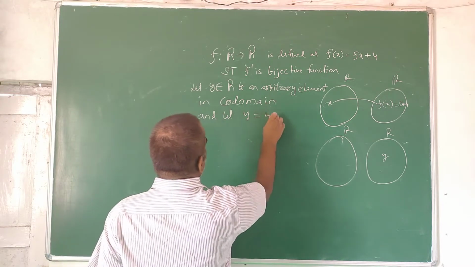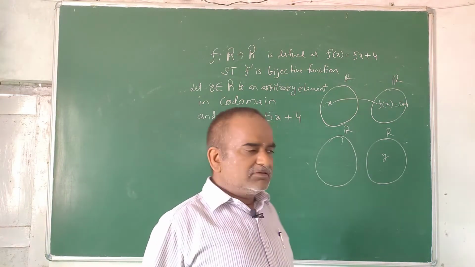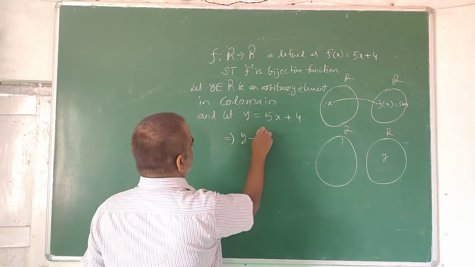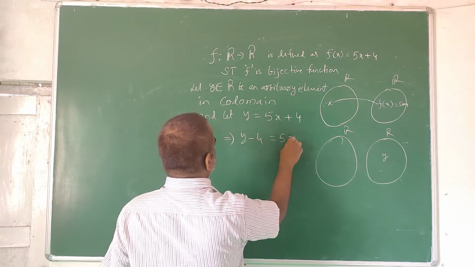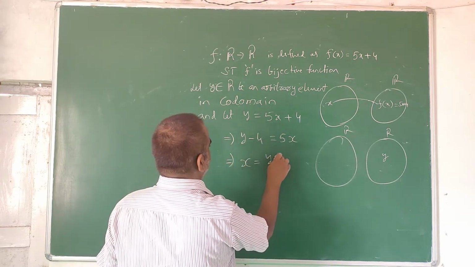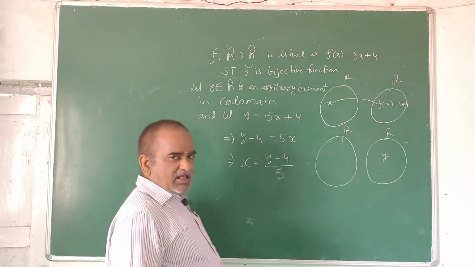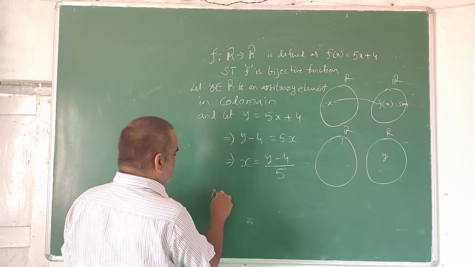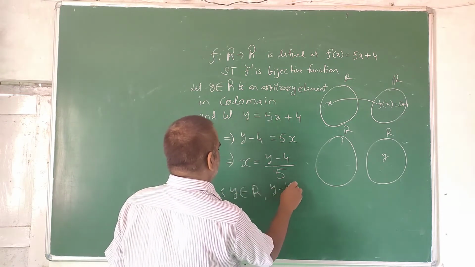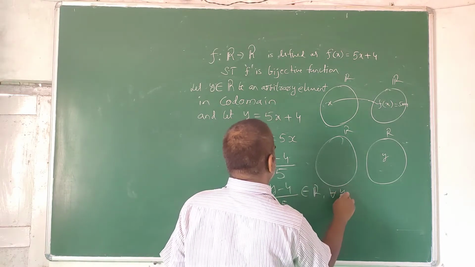Let y is equal to 5x plus 4. So this implies y minus 4 is equal to 5x, implies x is equal to (y minus 4) by 5. So as y belongs to R, (y minus 4) by 5 belongs to R for all y belongs to R.